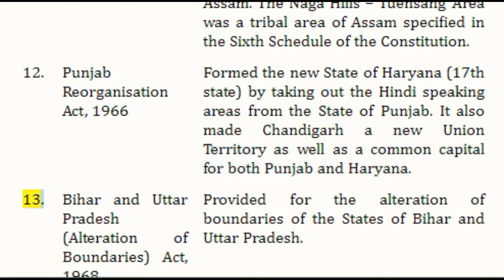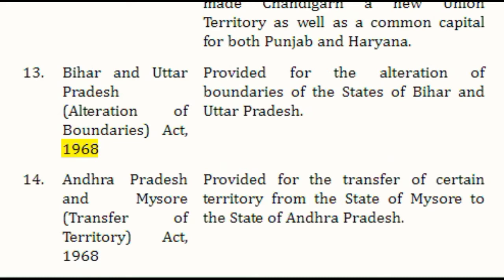13. Bihar and Uttar Pradesh, Alteration of Boundaries, Act, 1968. Provided for the alteration of boundaries of the states of Bihar and Uttar Pradesh. 14. Andhra Pradesh and Mysore, Transfer of Territory, Act, 1968. Provided for the transfer of certain territory from the state of Mysore to the state of Andhra Pradesh.